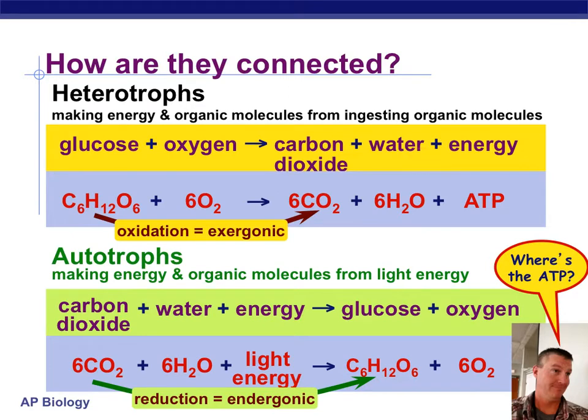The fall of the electrons downhill to the final electron acceptor called oxygen in electron transport is going to produce a whole bunch of ATP molecules of chemical energy through the process of chemiosmosis.